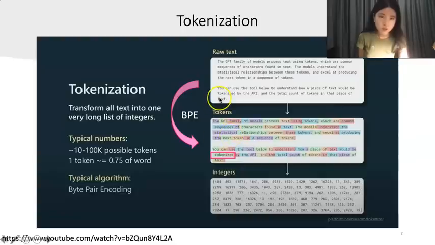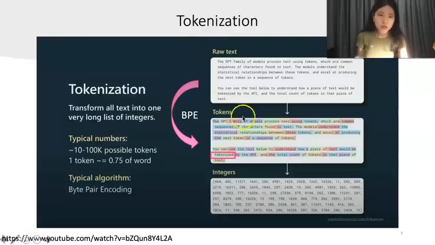That could be, for example, a word like tokenized, which could be further split into token and ized. This is achieved by an algorithm called byte pair encoding, or simply BPE. For some typical numbers, we have 10 to 100K possible tokens, and a token is roughly 3/4 of a word. So you can see that a word can be further split into tokens. But how do we achieve that? Let's move to the next slide.